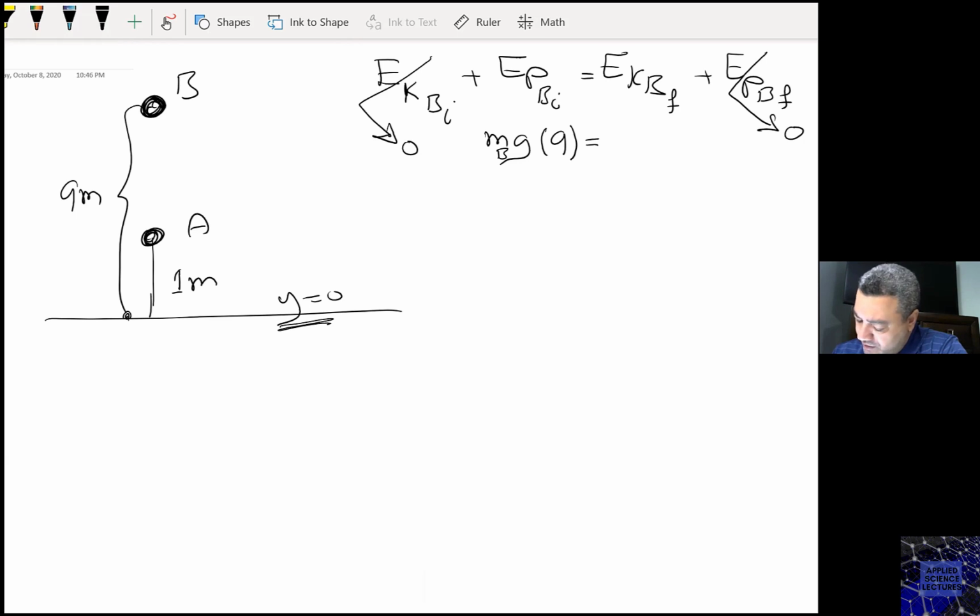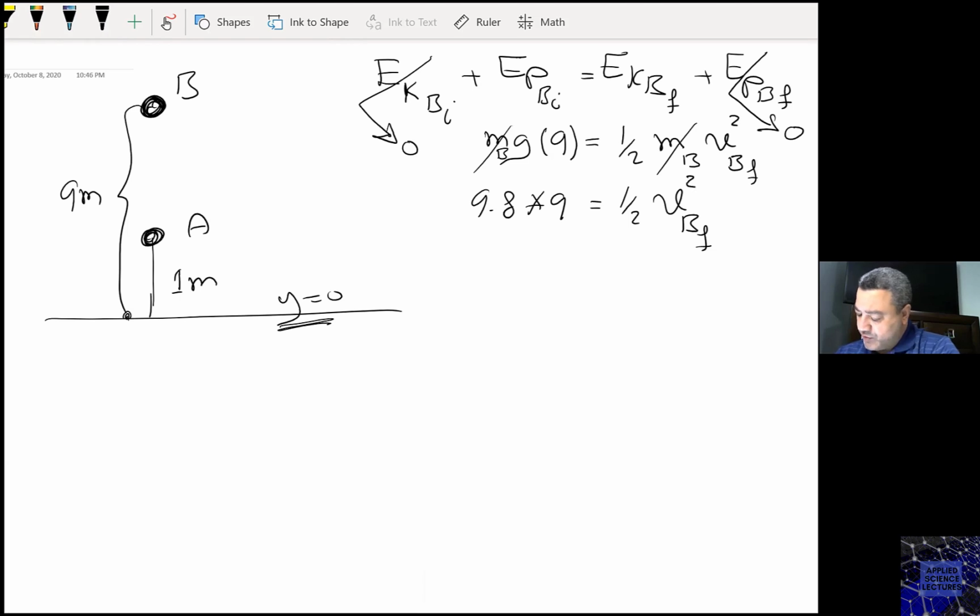Then the kinetic energy would be half mb vb final squared. So mb will cancel. Then I have 9.8 times 9 equals half vf squared. Now the same thing for A.